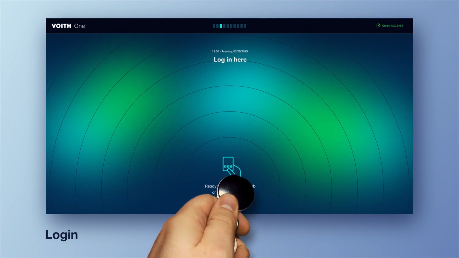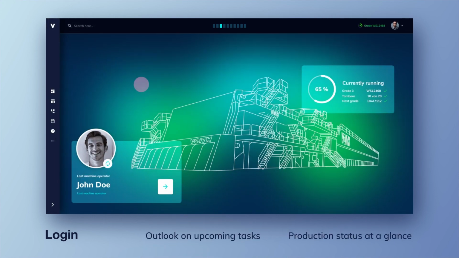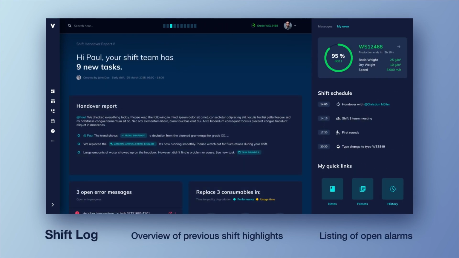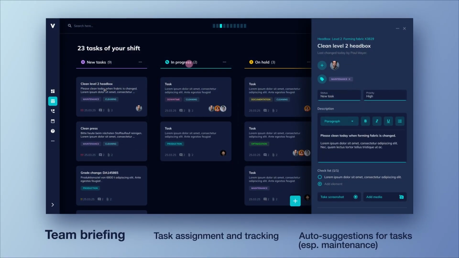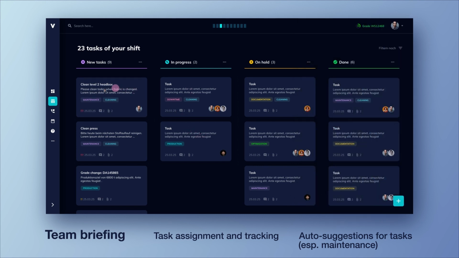After login, our personal configuration is displayed, highlighting individually relevant role-based information and upcoming personal tasks. Everything relating to our shift is displayed in one place. Tasks can be assigned and tracked. No piece of information gets lost during shift transfer.